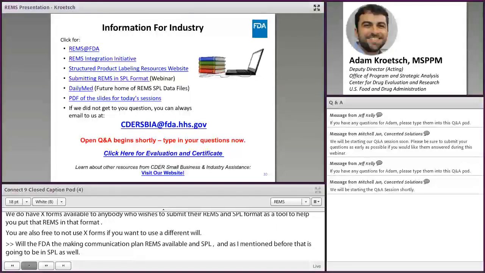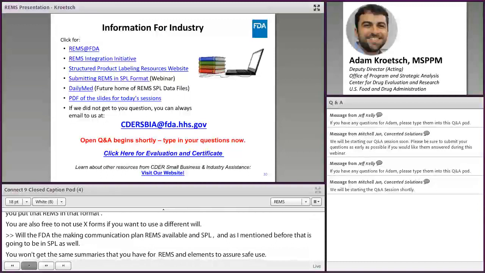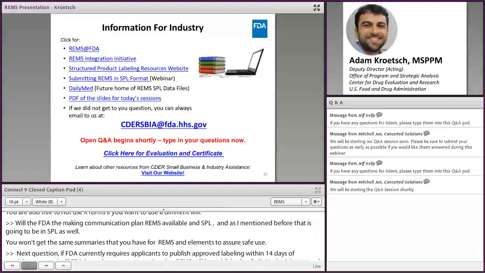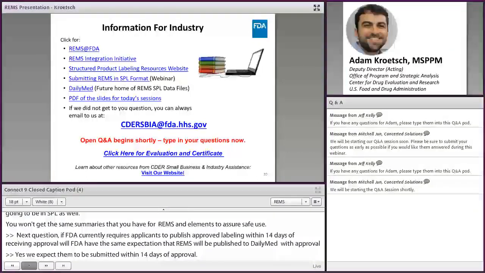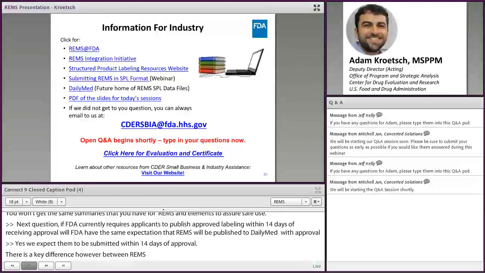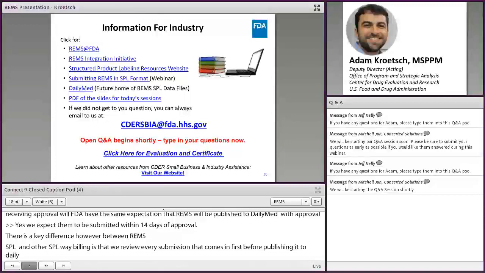Next question. If FDA currently requires applicants to publish approved labeling within 14 days of receiving approval, will FDA have the same expectation that REMS will be published to DailyMed within 14 days of approval? The answer to that is yes. We would expect the REMS to be submitted to us within 14 days of approval. There is a key difference, however, between REMS SPL and other SPL, labeling SPL, which is that we review every submission that comes in first before publishing it to DailyMed or to our website, just to make sure that all of the information has been captured accurately. But by and large, the process is very similar to the process that's used in labeling.